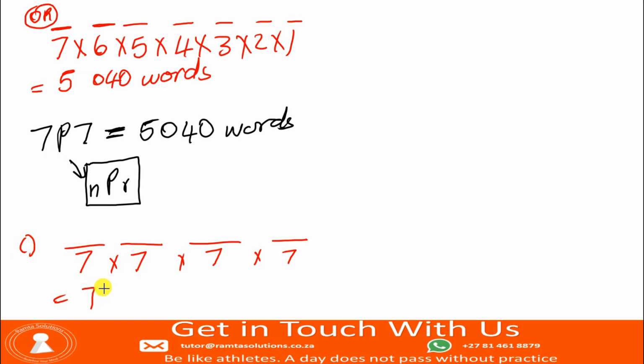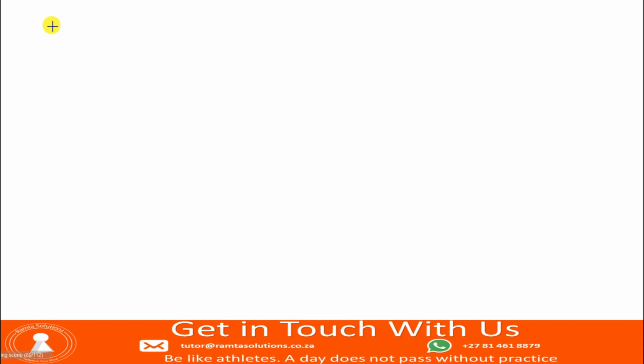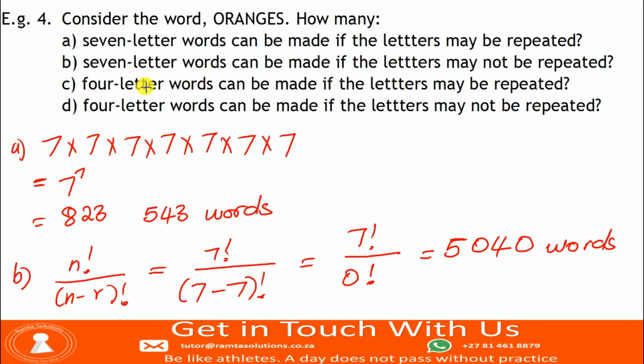What is this? This is 7 to the 4. Now, what is this? 7 to the 4 is similar to saying 2,401 words. So we can make 2,401 words when we make 4-letter words, in which the letters may be repeated. Now, we're making 4-letter words, but the letters may not be repeated. Okay? Let's see.